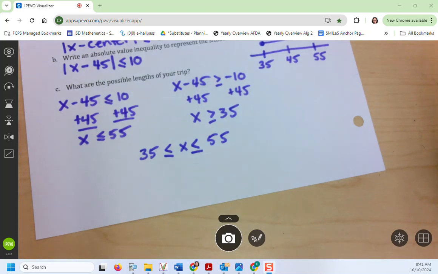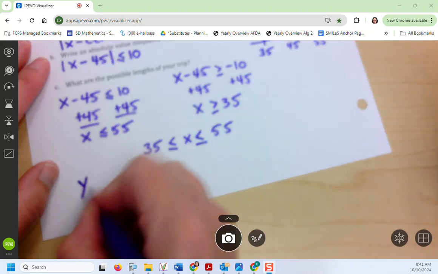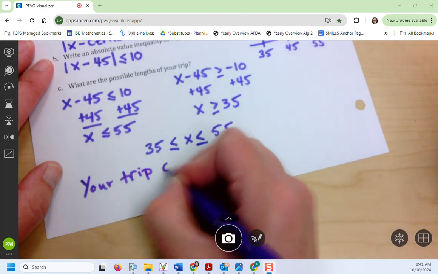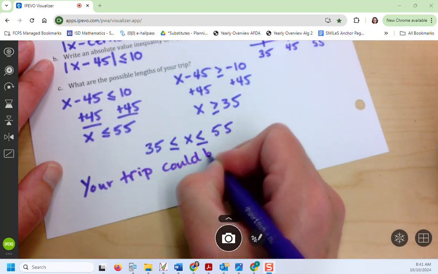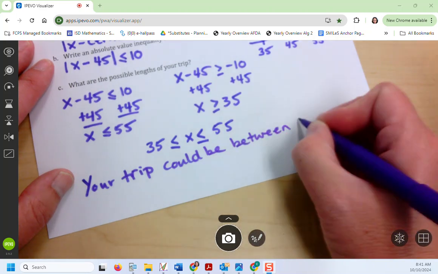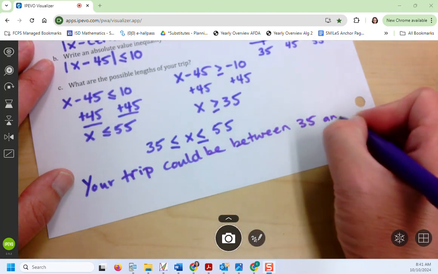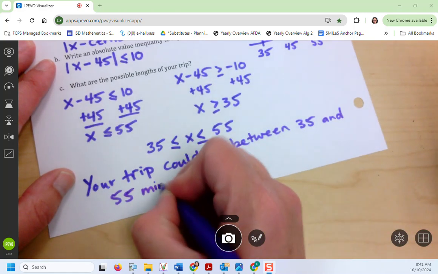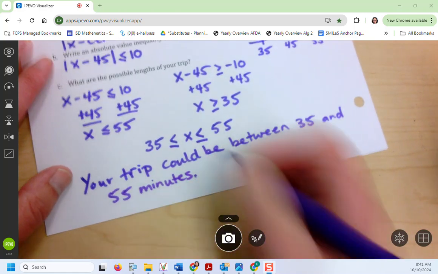All right, so let's write the words. Your trip could be between 35 and 55 minutes. Probably just depending on traffic.